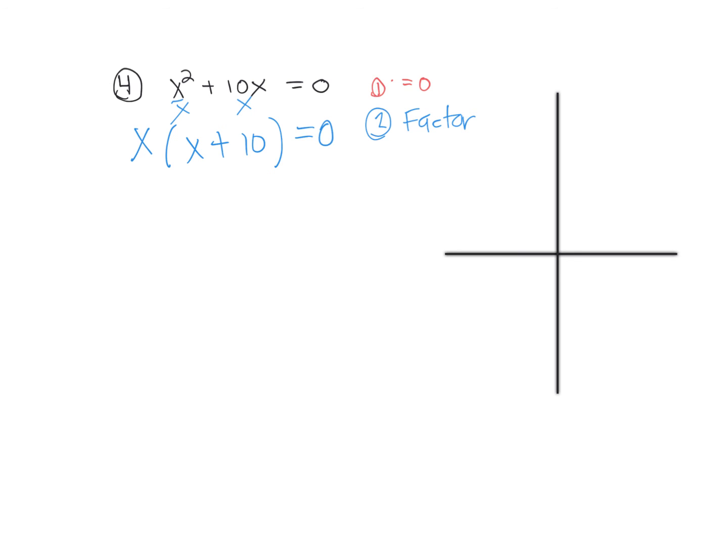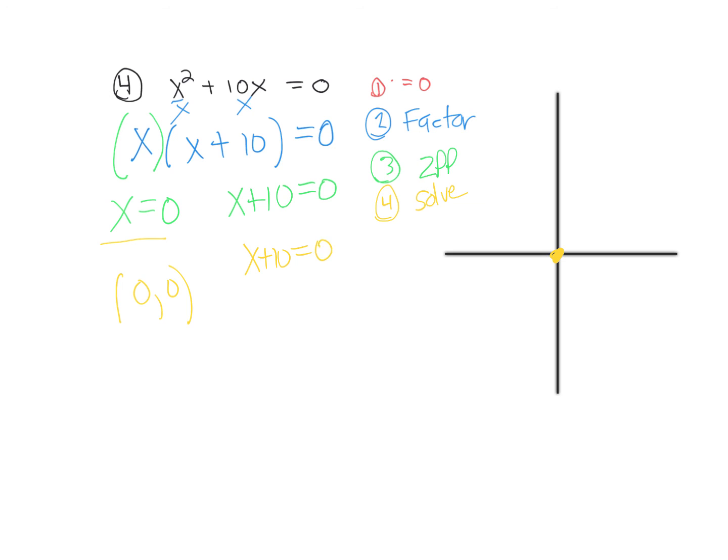So our next step would be to use that zero product property and to treat this almost as if it's in parentheses, as well as setting this equal to 0. Now in this 4th step where we go to solve, we don't have to here because this is already one of our roots. It's at the origin, the solution is at 0, 0. And now we just have to find out where the other one is. When I solve this, I'm going to find out that it's at negative 10, 0.